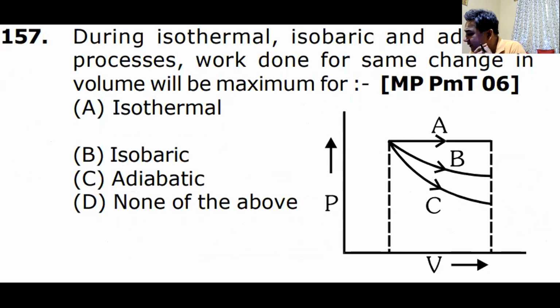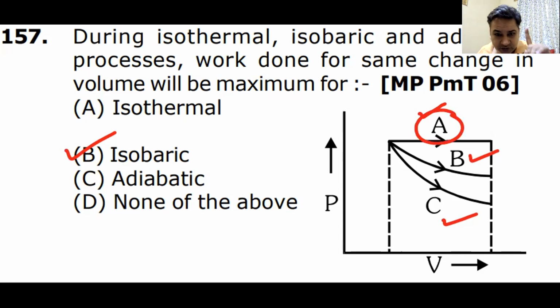This is question number 157. During isothermal, isobaric and adiabatic processes, work done for the same change in volume will be maximum for which? I think we have done this. In which case is the work done the maximum, A, B or C, and which process is which? And the answer is B. The most work done is in process A, which is isobaric. Then it is B, which is isothermal. Then it is C, which is adiabatic.